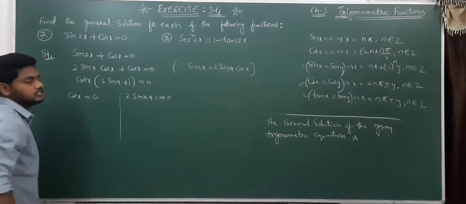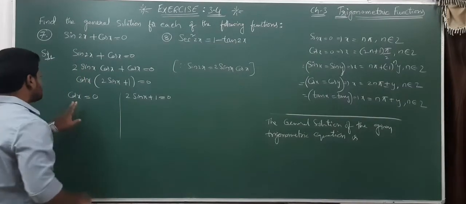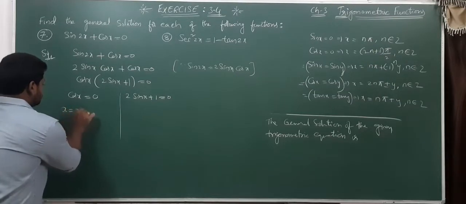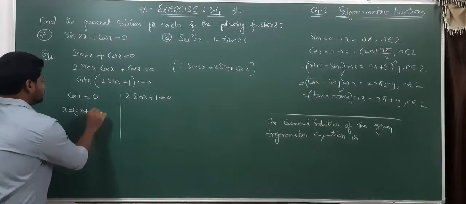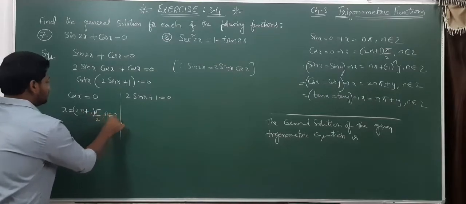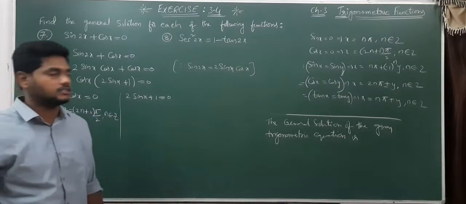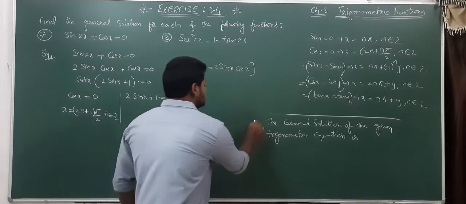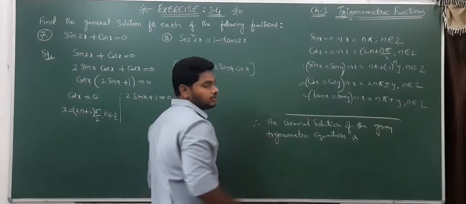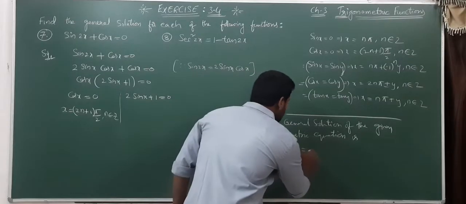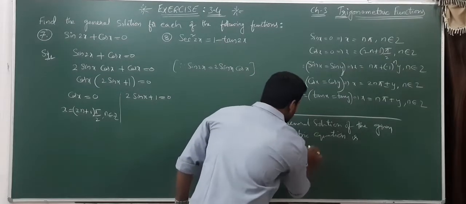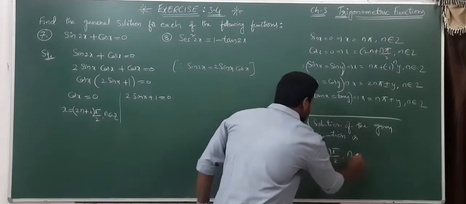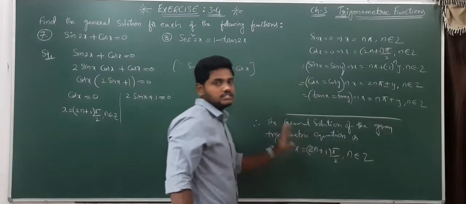So how many general solutions will we get? 2 general solutions. Cos x equal to 0, direct form, which is x equal to (2n plus 1) into pi by 2, where n belongs to Z. This is the first general solution. Therefore, the general solution of the given trigonometric equation is, one is x equal to (2n plus 1) into pi by 2, where n belongs to Z.